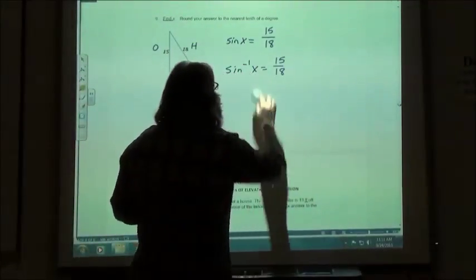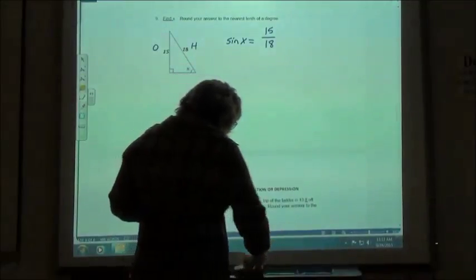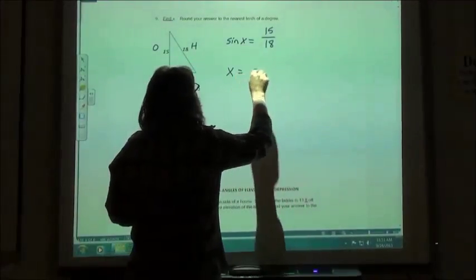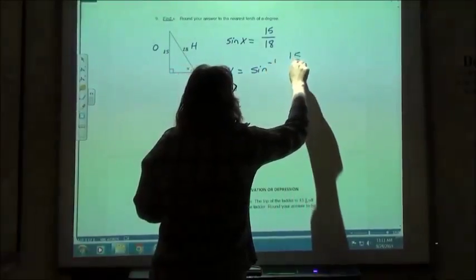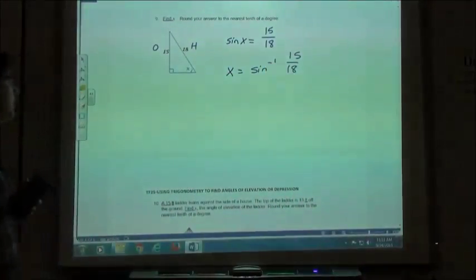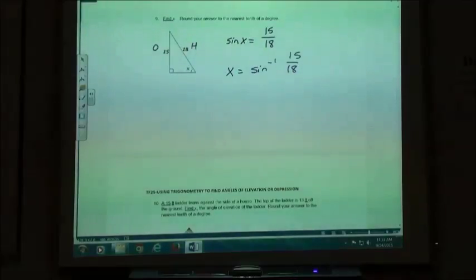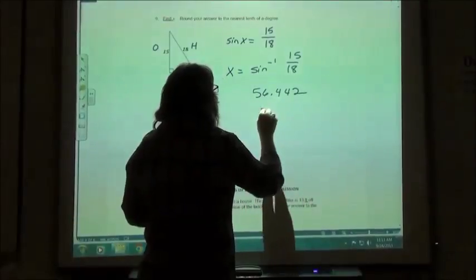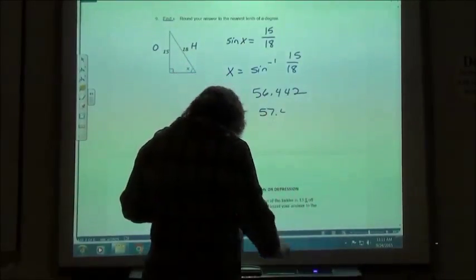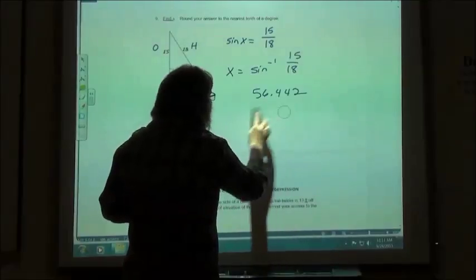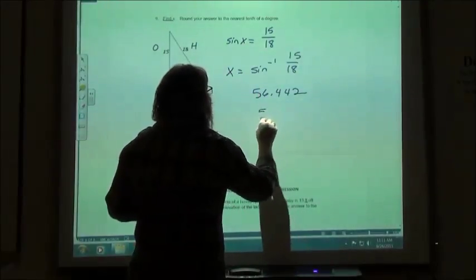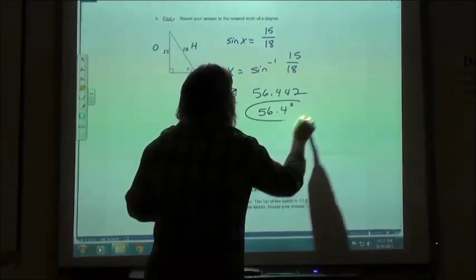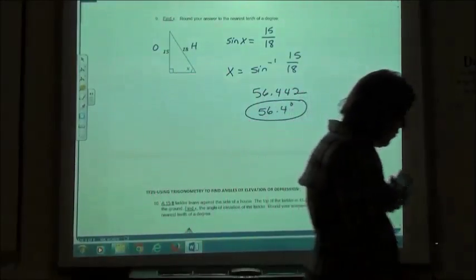Oops, I should probably write that the right way. X is equal to the inverse sine of 15/18. So inverse shift sine of 15/18 gives me 56.442, so 56.4 degrees is going to be my answer for how big that angle is.